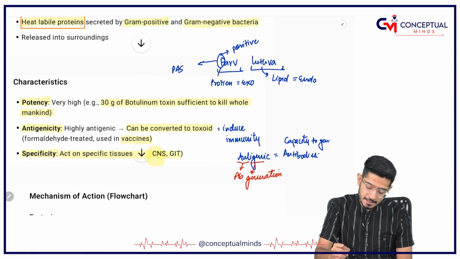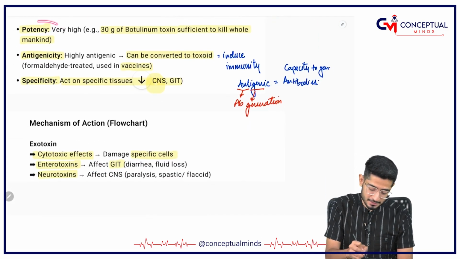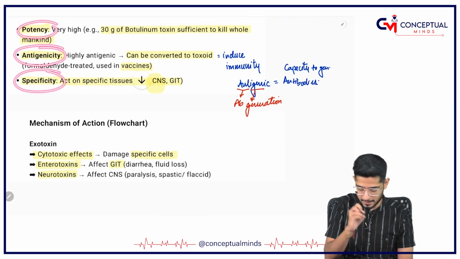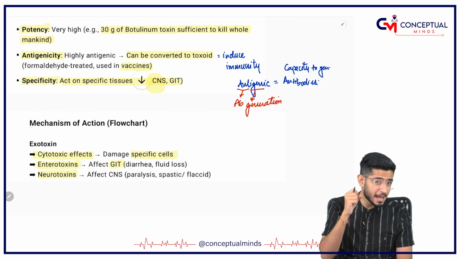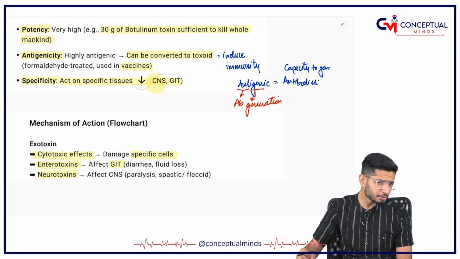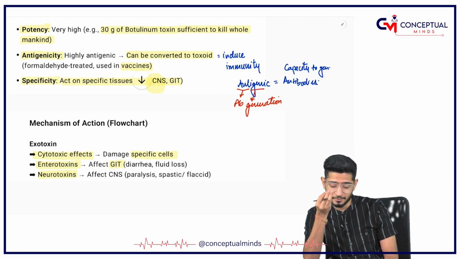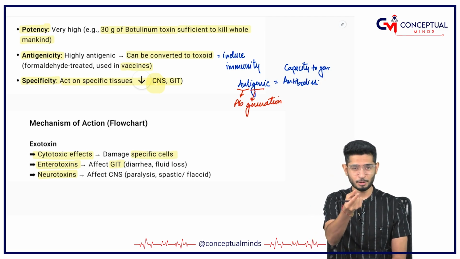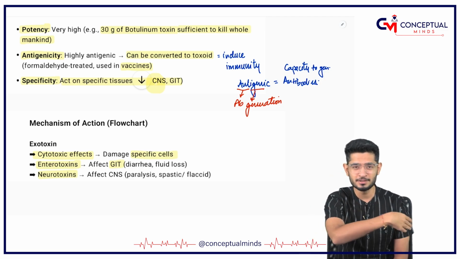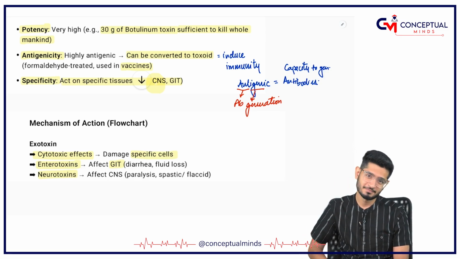Now, another P is PAS. What is PAS? Potency, antigenicity, and specificity. What is potency? Exotoxin is highly potent. Even a mere 30 grams of botulinum toxin, my dear friend, is sufficient to kill the whole of mankind. Can you estimate the potency? 30 grams of botulinum toxin can kill you, me, your father, mother, everyone. This is the potency level.